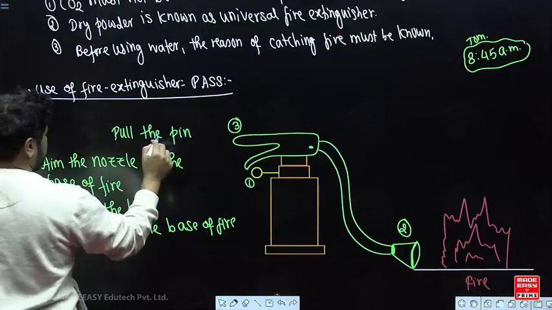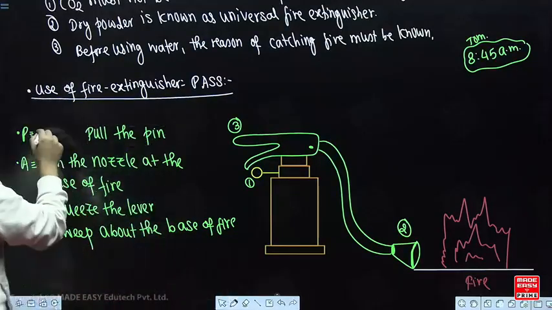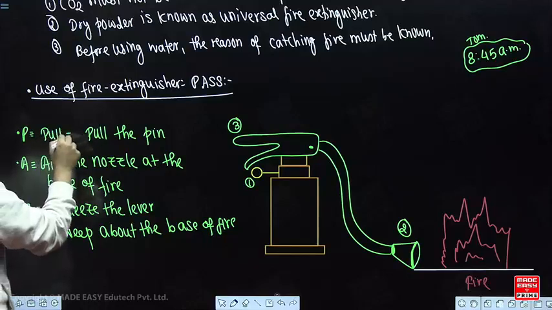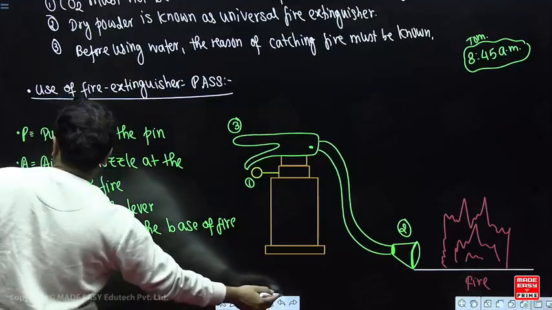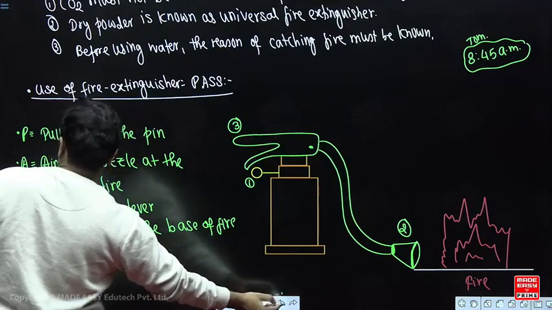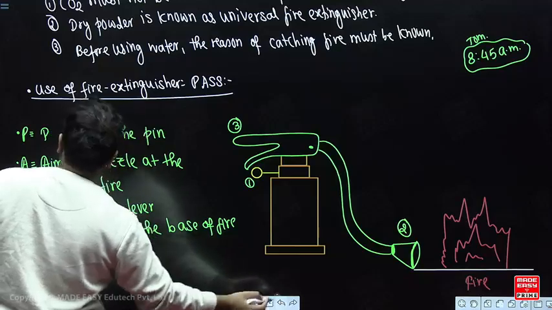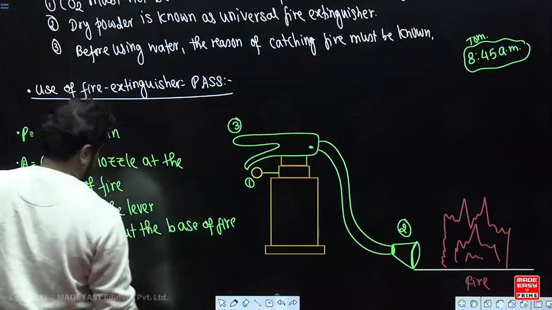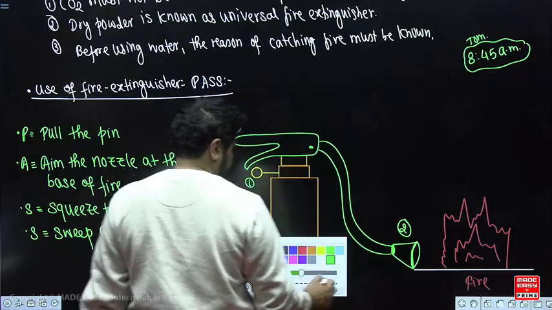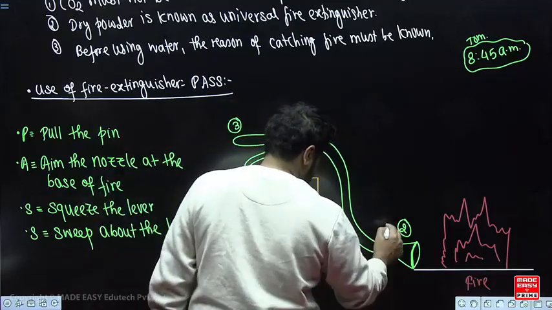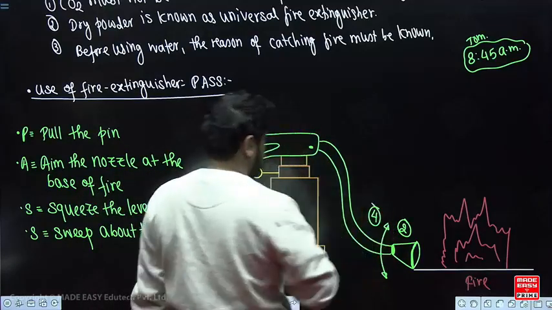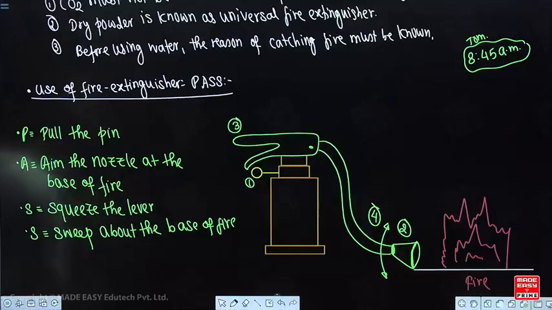So P stands for pull, है ना, याद रहेगा. आप चाहो तो ऐसे भी लिख सकते हो P. अच्छा रहने दो ऐसे. ये कहाँ अटक गया? Pull the pin. So sweep. Sweep means fourth one. So this is how we use the fire extinguisher.